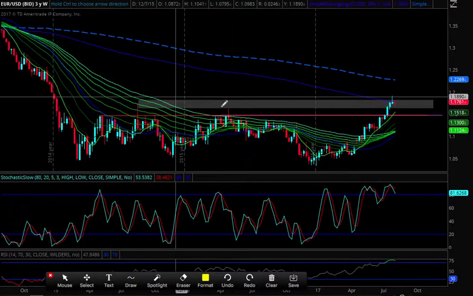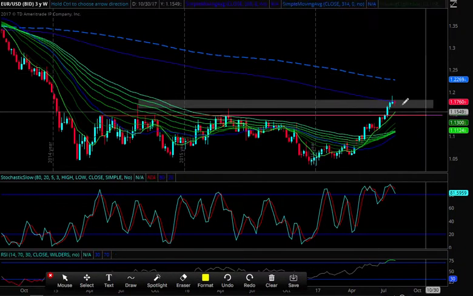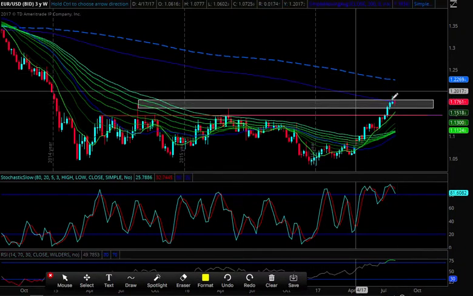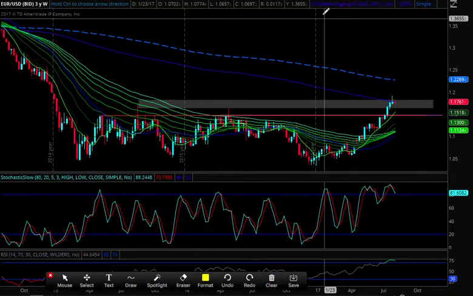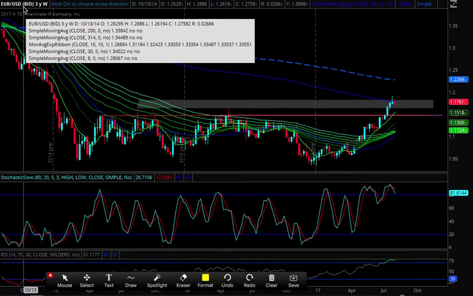So on the weekly level, this has been the area to be long-term short. This is what's holding this trend longer term. The 200 on the weeklies here, like being short the euro. The intermediate term's rolling over as well.